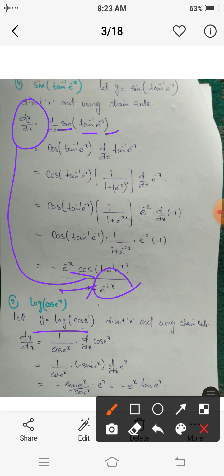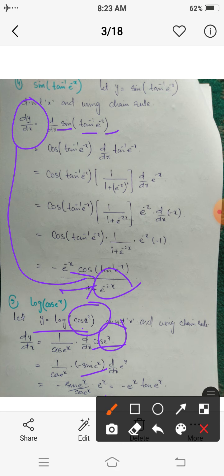So here x is cosec e raised to power x, that is 1 upon cos e raised to power x. Then we have to differentiate cosec e raised to power x. Differentiation of cosec is minus cosec angle cot angle, here the angle is e raised to power x, that is minus cosec e^x cot e^x. Then we have to differentiate this angle, which is d by dx of e^x.